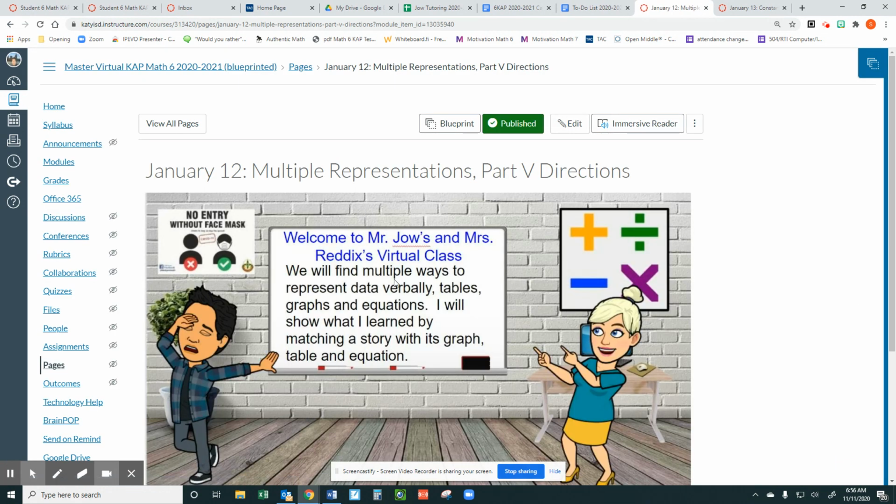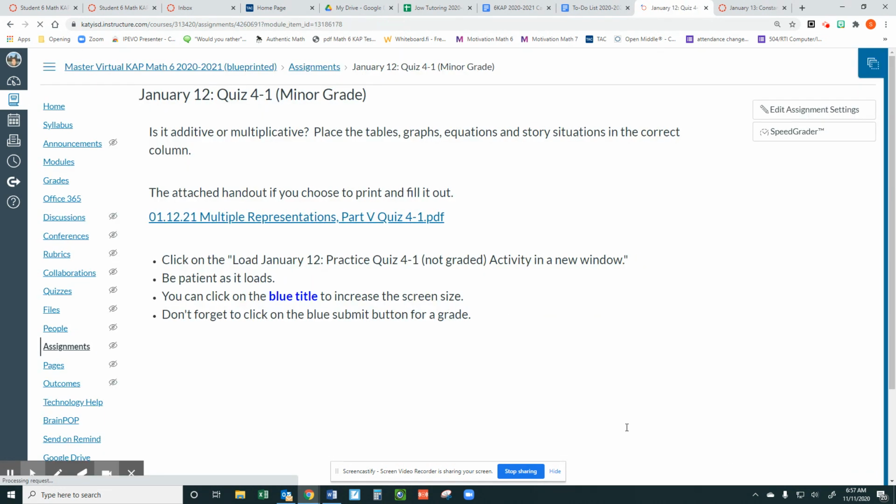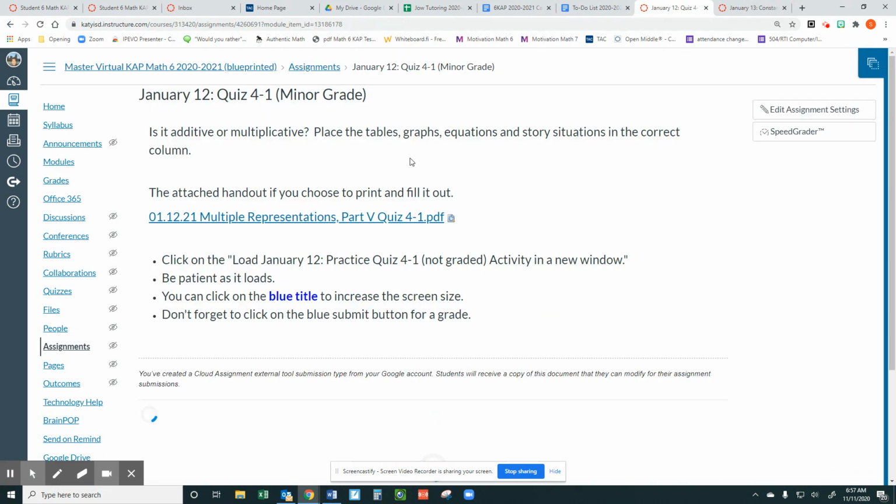We will find multiple ways to represent data verbally with words, tables, graphs, and equations. I will show what I learned by matching a story with this graph, table, and equation. Then, the next part is where the quiz is.